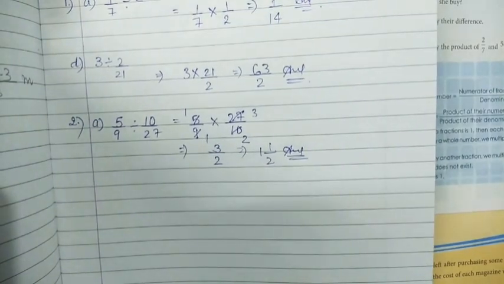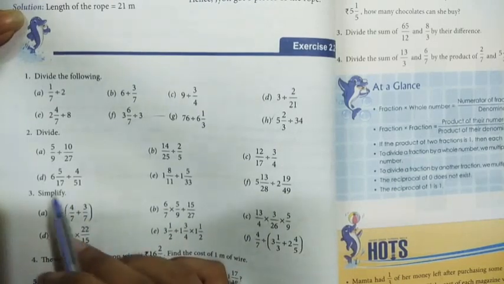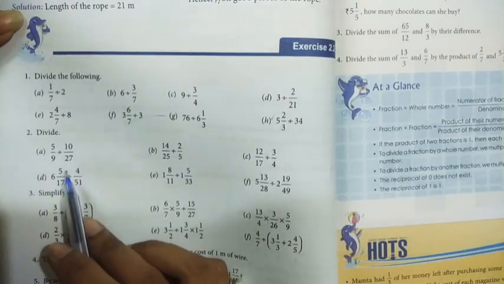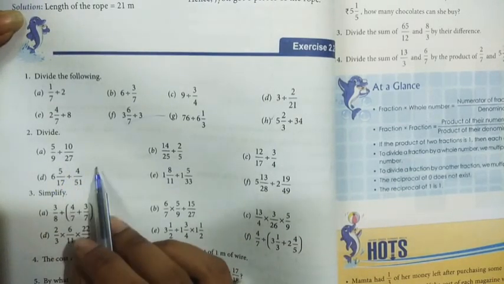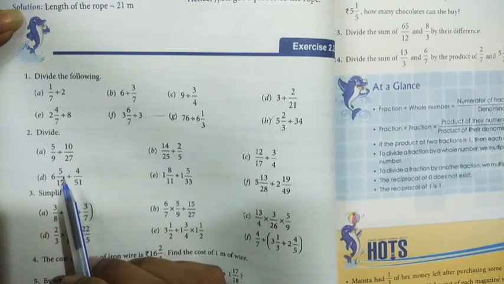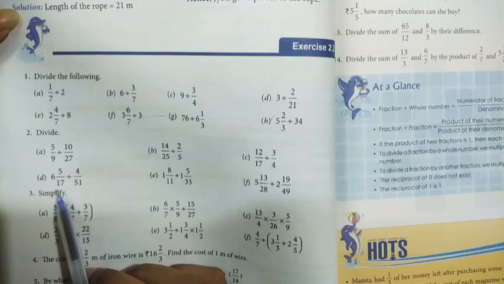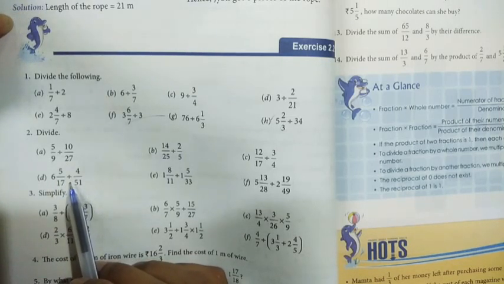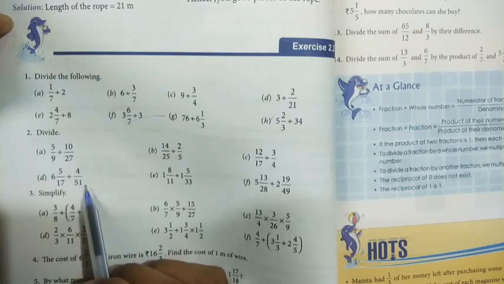Now there is part D: 6 whole 5/17 divided by 4/21. So how do we do this? First of all, we have to convert this mixed fraction into an improper fraction. Then we have to convert this division sign into multiplication and take the reciprocal of this number. Okay.